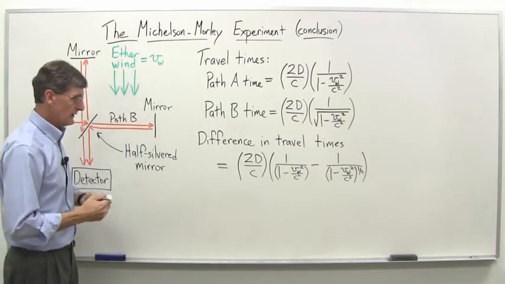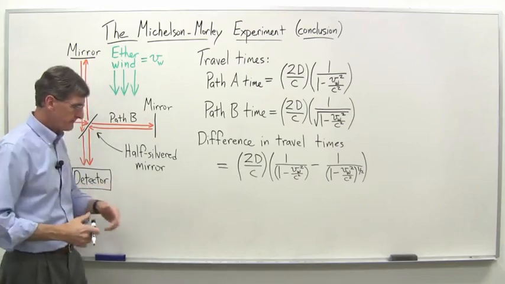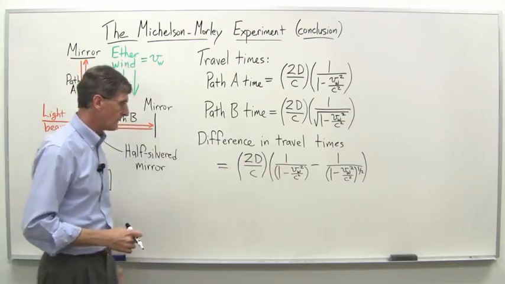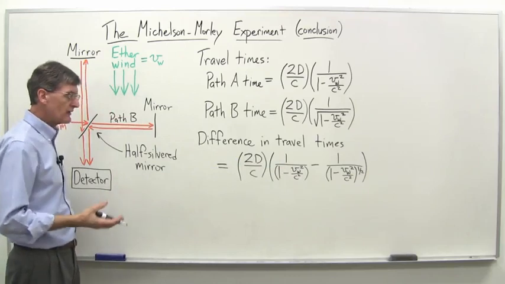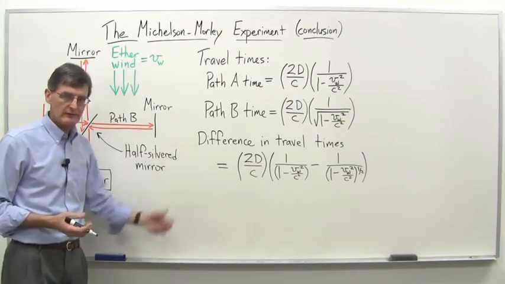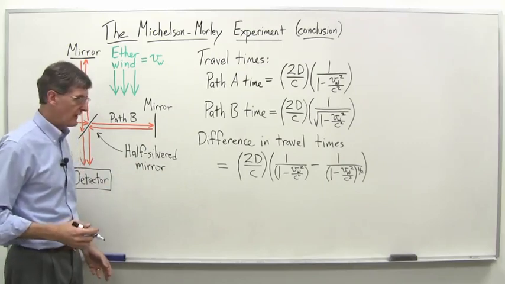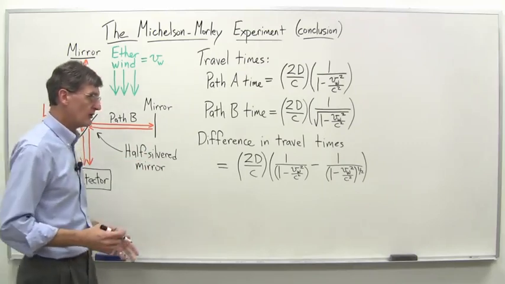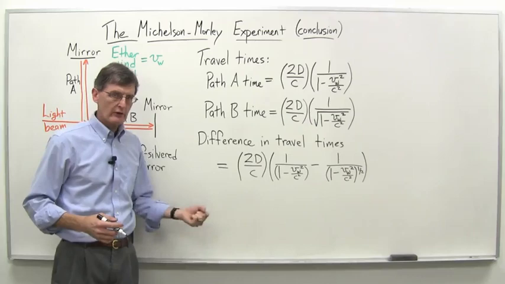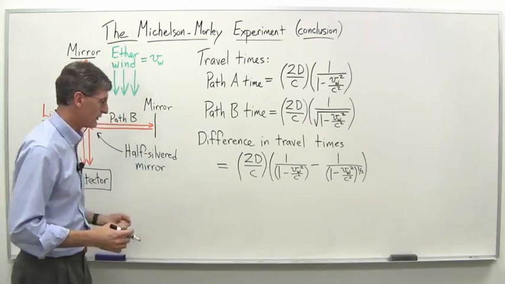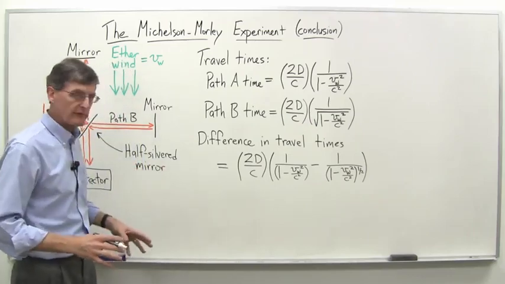And we'd like to know exactly what that difference might be for representative numbers with the speed of light and the speed of the ether wind. Now, we could just plug in some numbers and get an answer, but we'd like to get it in a nicer form, and we'll use something we mentioned in the first video clip on the Michelson-Morley effect.